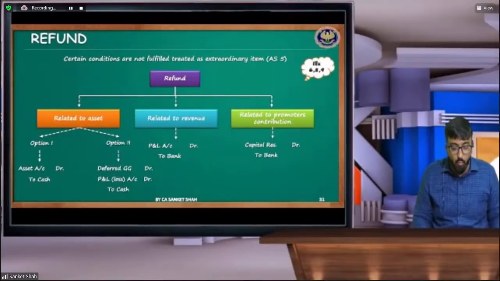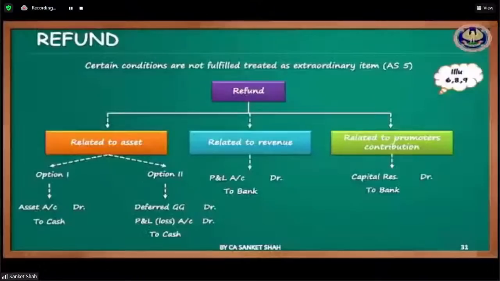And today's your homework is illustration 6, 8, 9. Yes, I will explain you this concept in the next session in the next 20 minutes. So please take a screenshot of this. I know today you have to write many things. Refund.